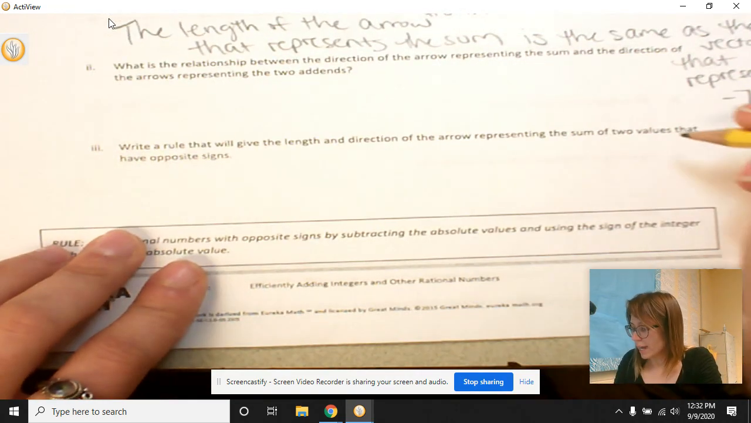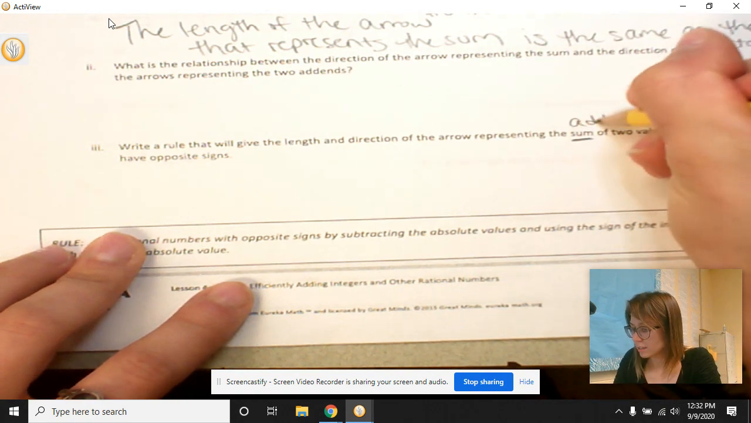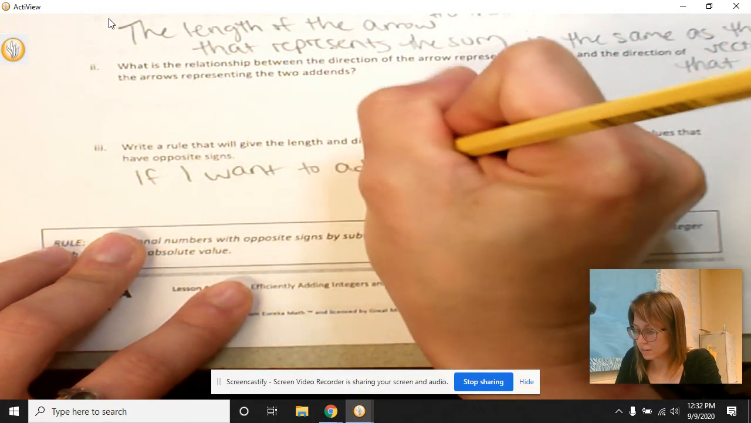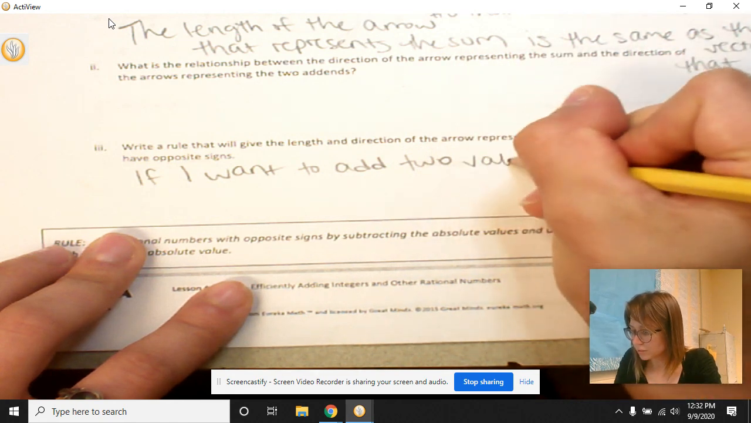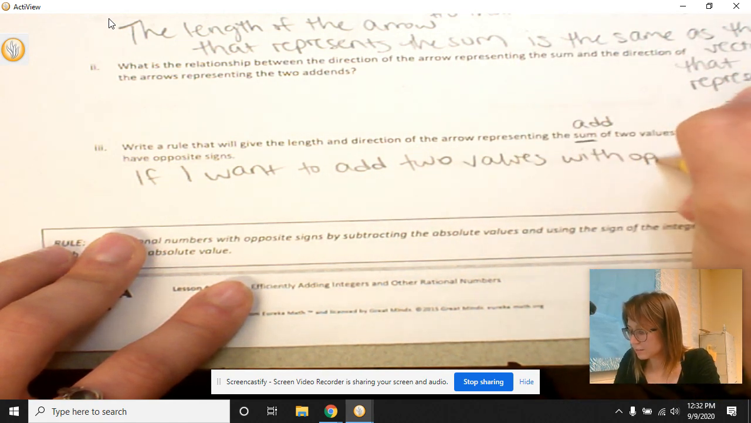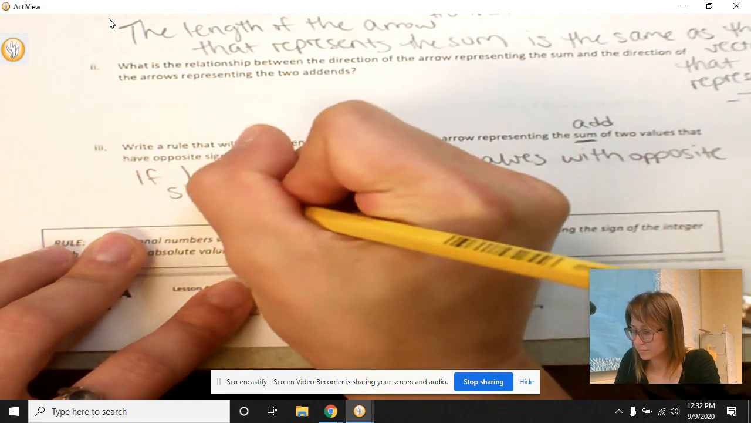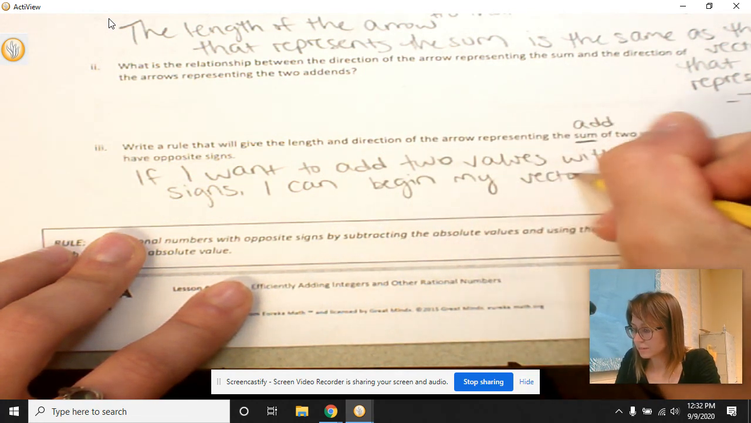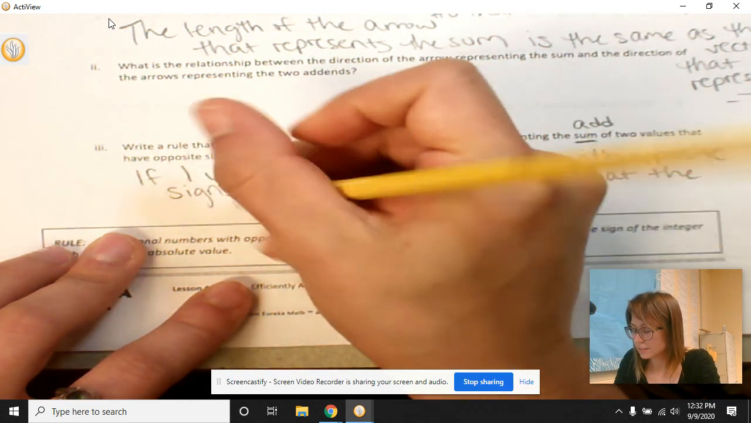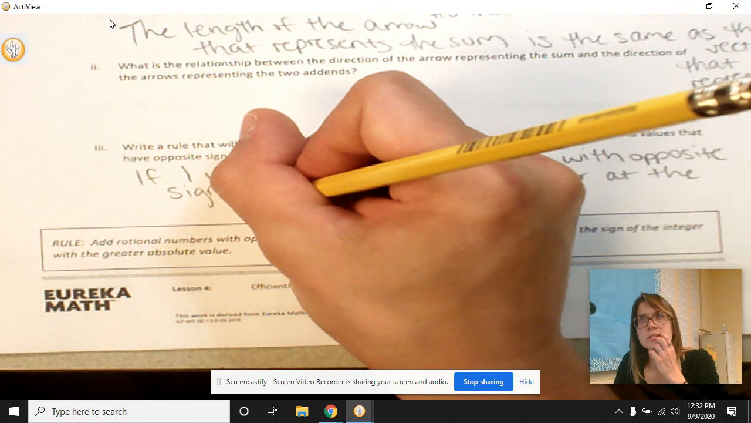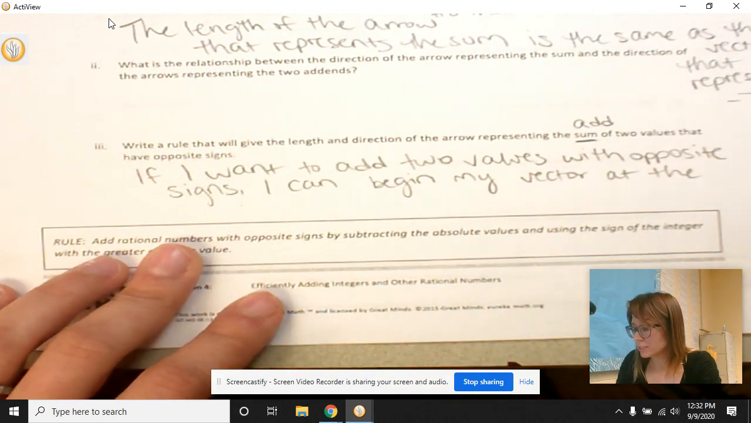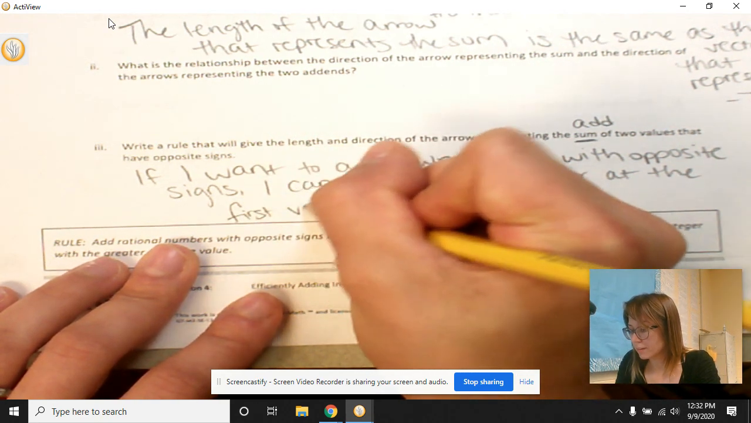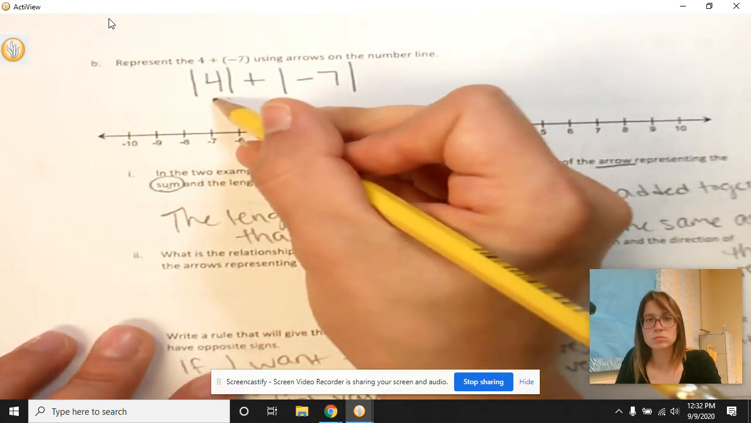So if I want to add, because that word sum means add, if I want to add two values with opposite signs, I can begin my vector at the first value because we started at 4 with this example, okay?